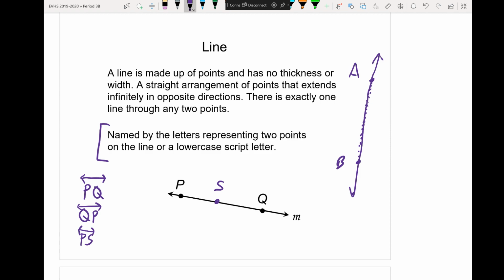Also, a line can be named with a lowercase script, italicized, cursive letter. So I could name this whole thing line M. Now, when you're doing that, make sure you're showing it in italics or something. If your cursive is good, do it in cursive.